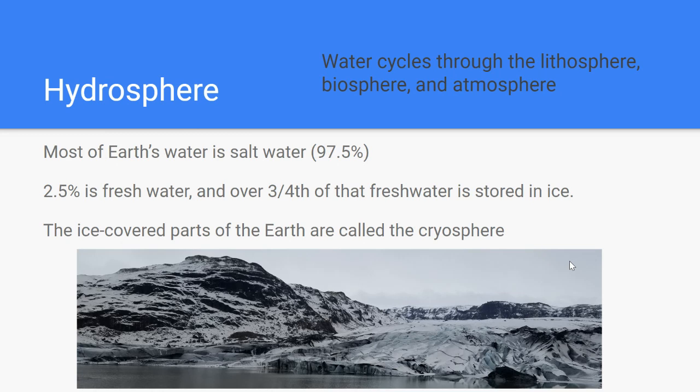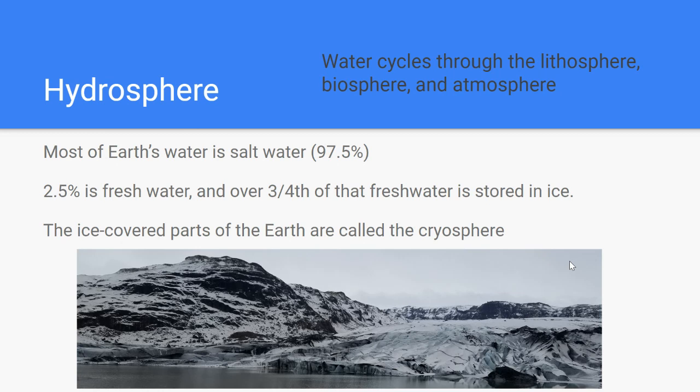Anyway, as water cycles through the lithosphere, biosphere, and the atmosphere, we're able to keep track of it. Most of the Earth's water is salt water. About 97.5% of water is salt water. So that's where we get oceans, and that's usually not usable for the things we use water for, and it's really hard and really expensive to get the salt out of water. So most of Earth's water is salt water.